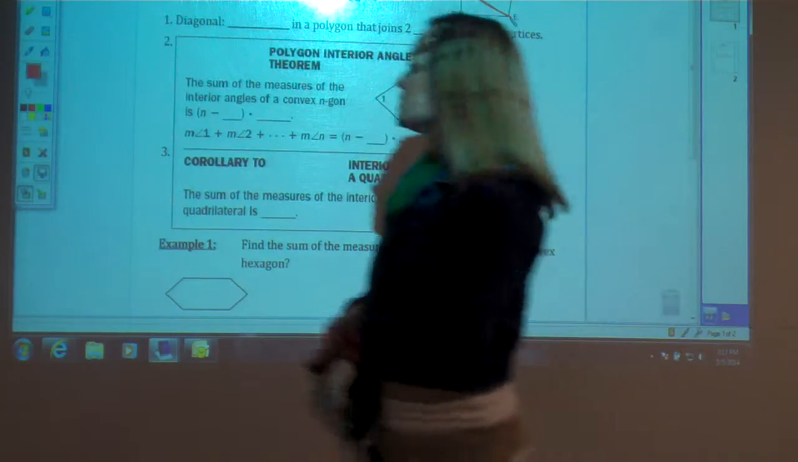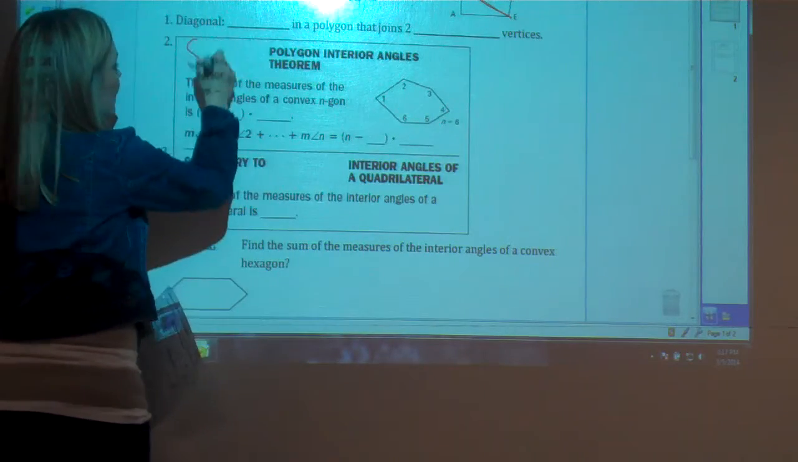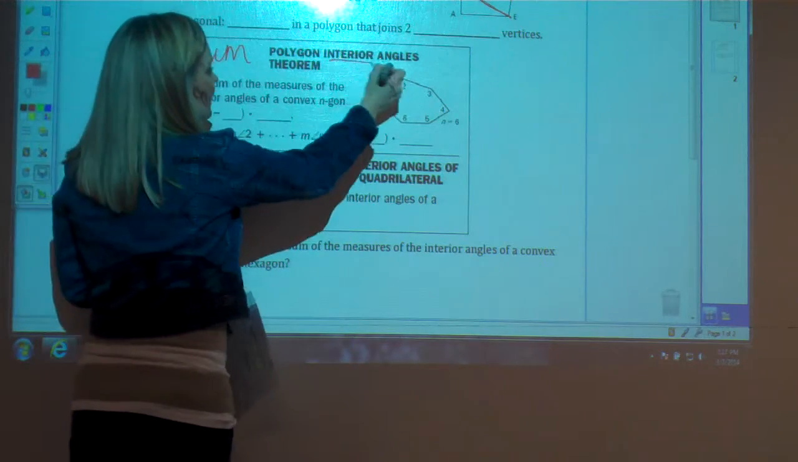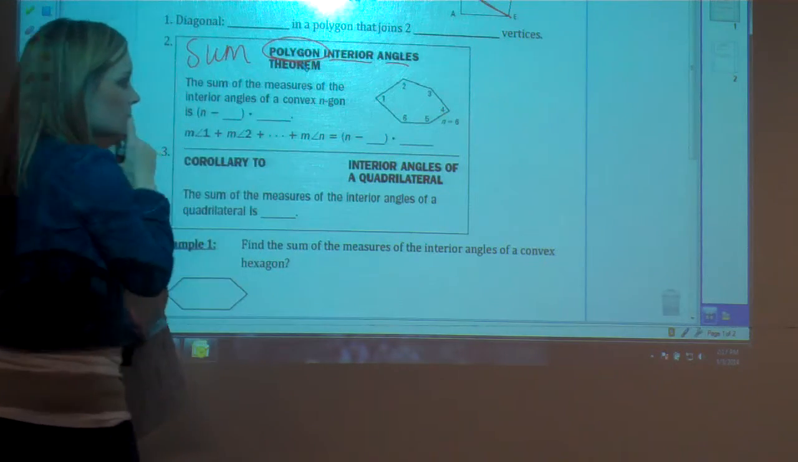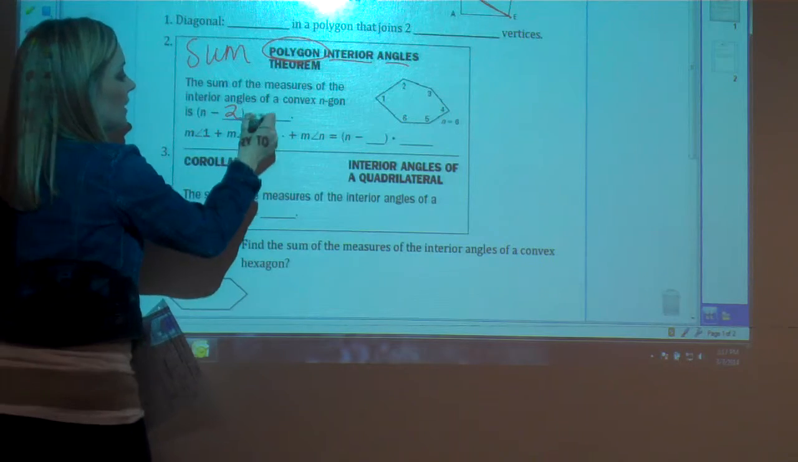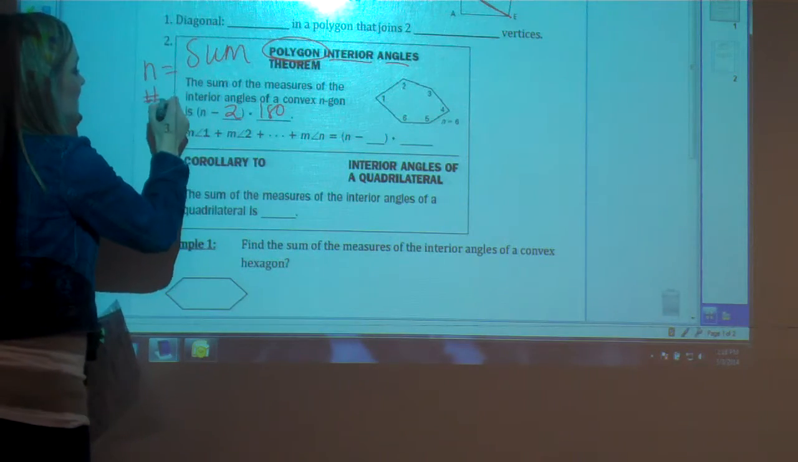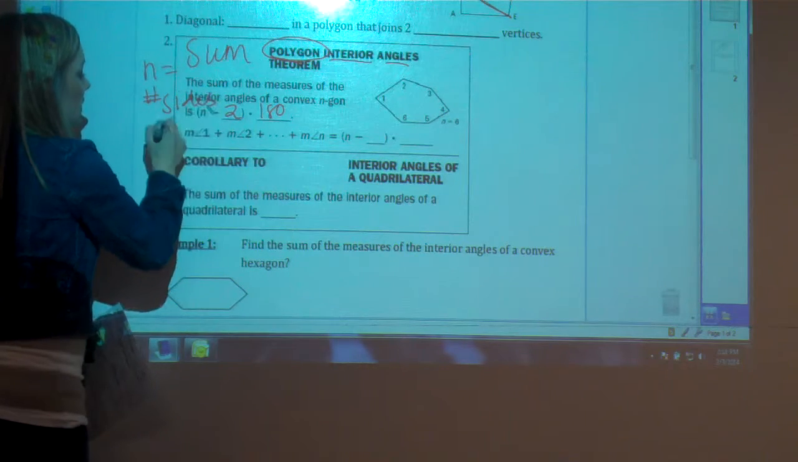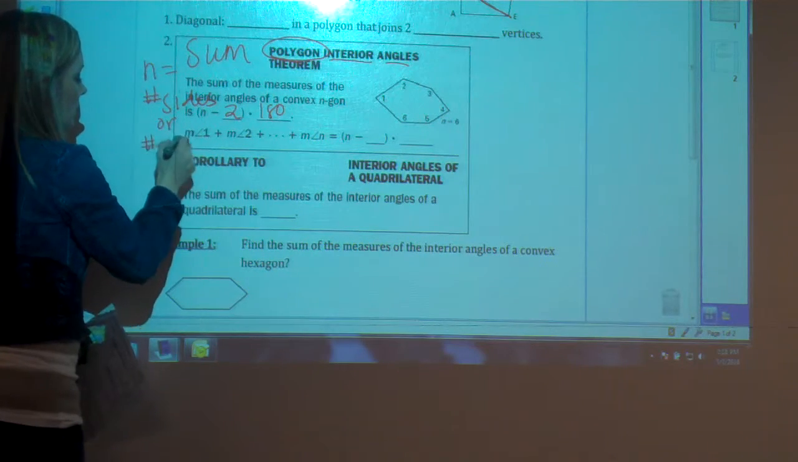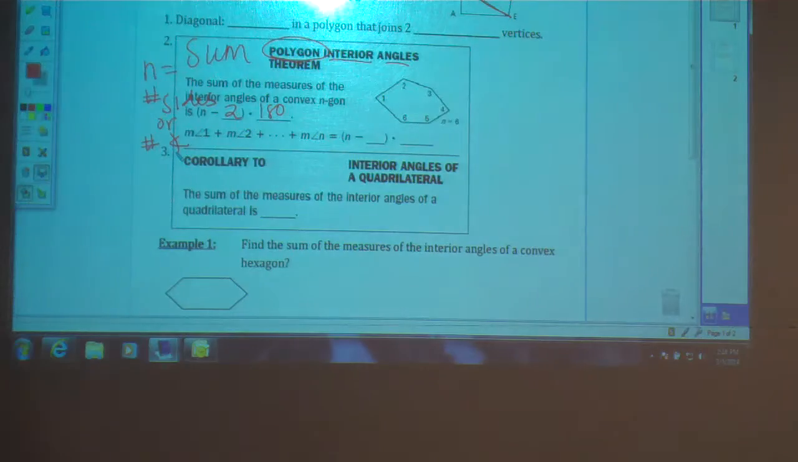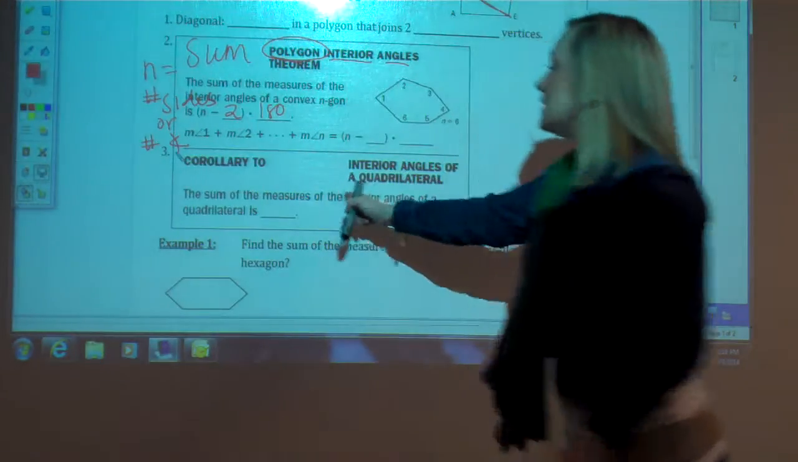vertices. The first main theorem we're going to talk about is called the sum of the interior angles of a polygon. And what it is, n minus 2 times 180, where n is equal to the number of sides or the number of angles. Okay, because that would be the same.